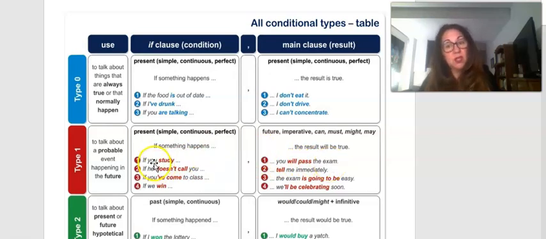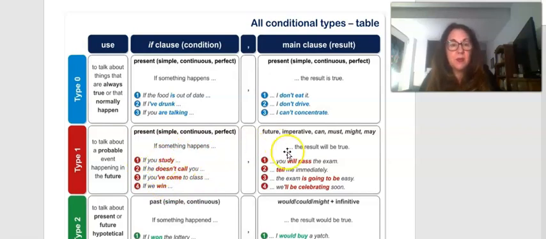So with this condition, if you study, this is the result. You will pass the exam. Basically, in this conditional type 1, what I am doing is talking about something probable that is going to happen in the future. So probable and future. The if clause will have a present tense, typically the simple present, but it is also possible to find the present continuous or present perfect. So any of them but present.